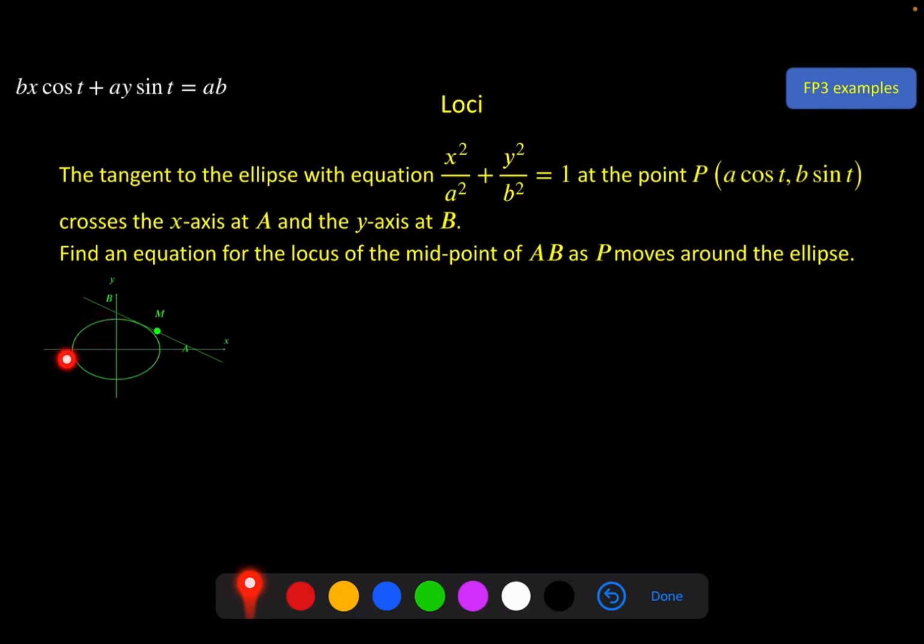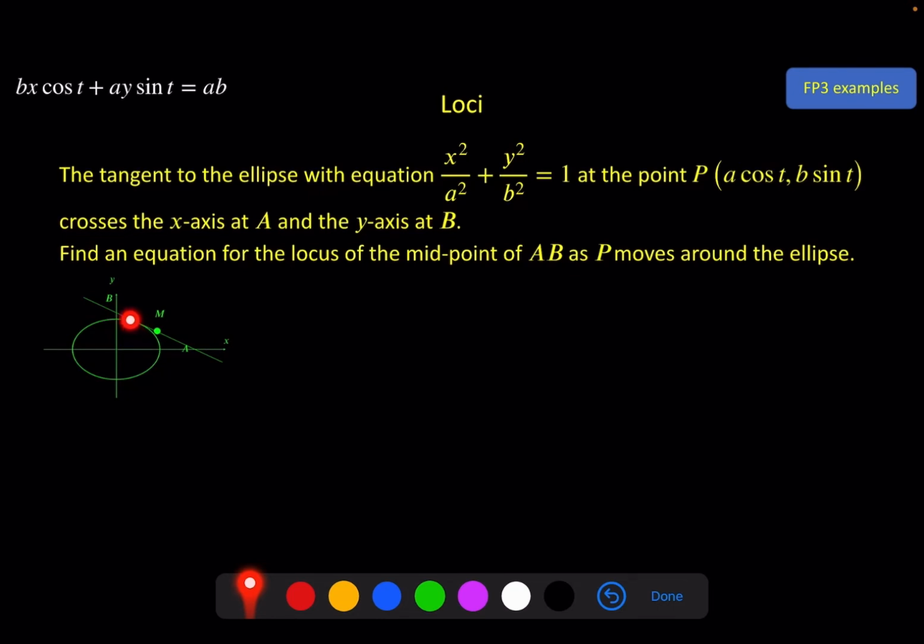As P moves around the ellipse, the tangent changes. So the point here is not the point on the ellipse. This is the midpoint between where the tangent crosses the x-axis and the y-axis. So P is about here. The tangent is touching the ellipse at P, and to get the midpoint we go halfway up the y-coordinate for B and halfway along the x-coordinate for A. And the question is, what is the locus of the midpoint as P moves around the ellipse?